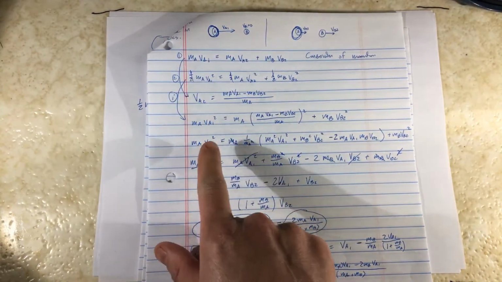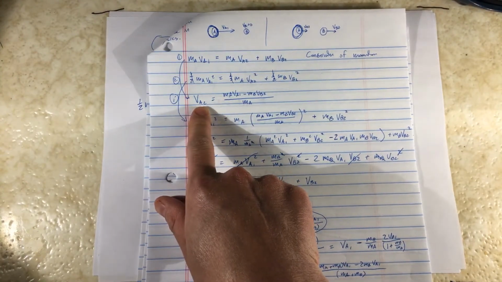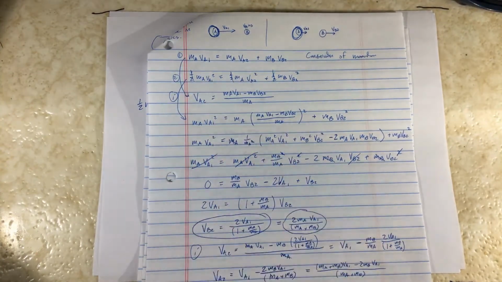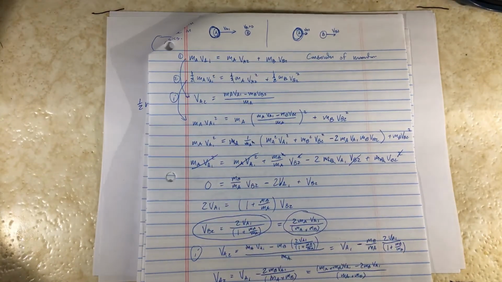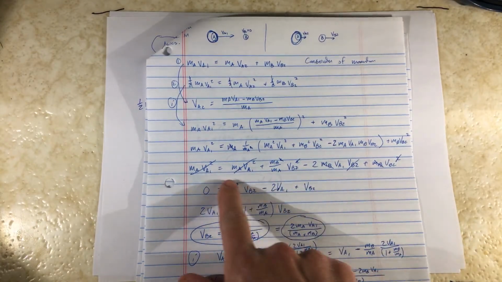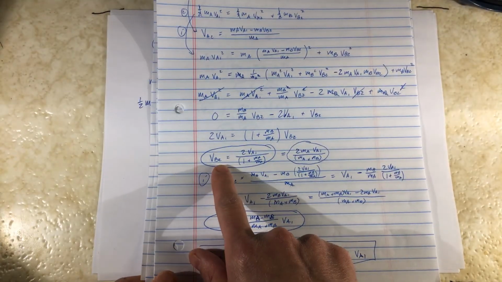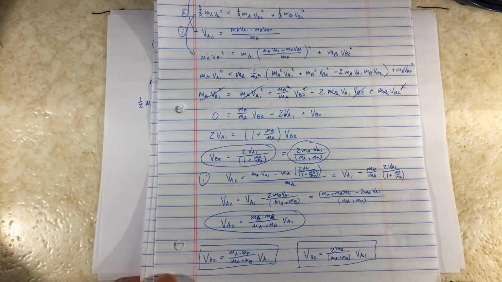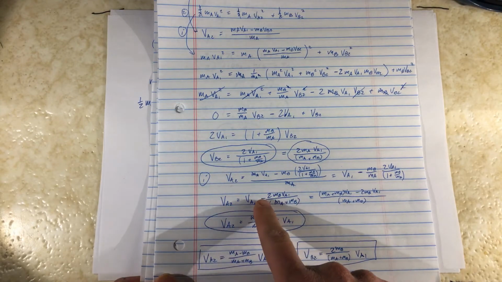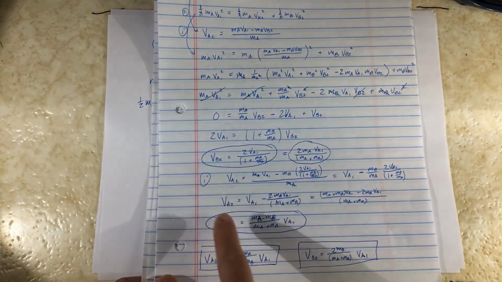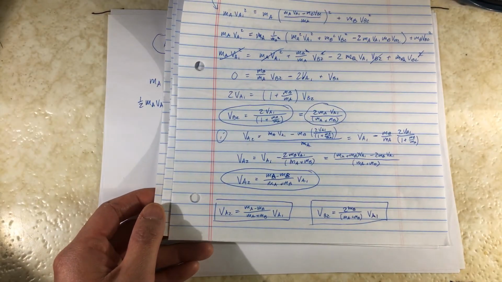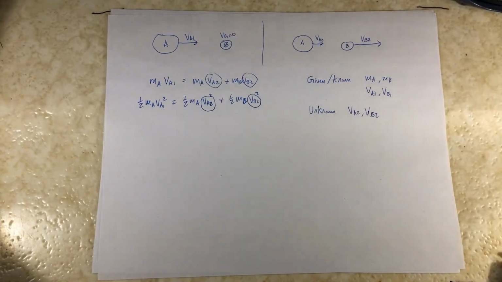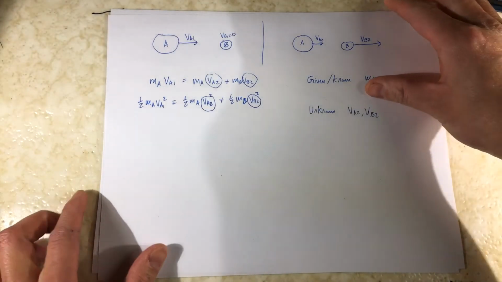I solved this first equation for VA2, and then I plugged it into the other equation. Because this is squared, it's a little bit messy, but at this stage a lot of things cancel out. Then I solved for VB2 in terms of these quantities here. Then I plugged this back into the earlier equation, this one, and solved for VA2, and I got the two equations for the final velocities. That could be something that you might see sometime in the future.